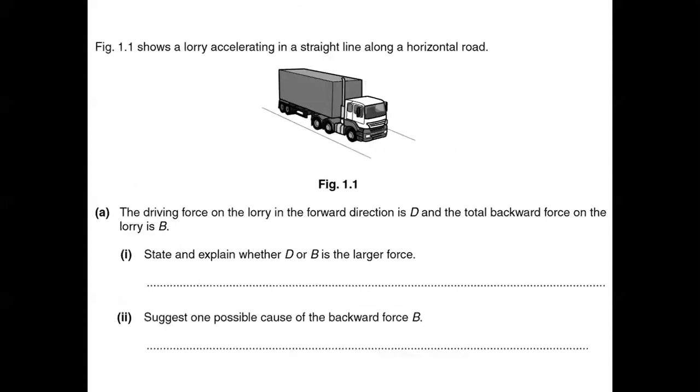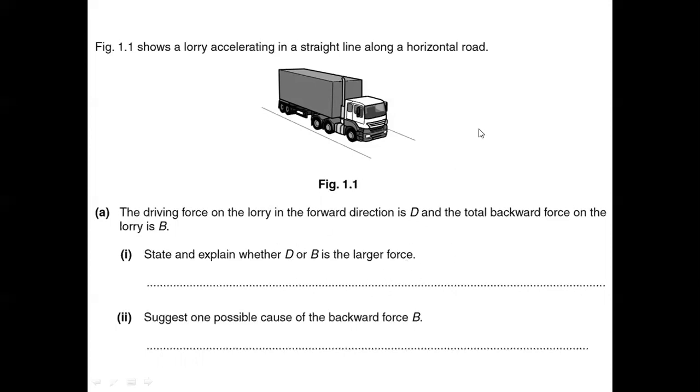Okay. On the next problem, we have a figure that shows a lorry accelerating in a straight line along a horizontal road. The driving force on the lorry in the forward direction is D, and the total backward force on the lorry is B. State and explain whether D or B is the larger force.